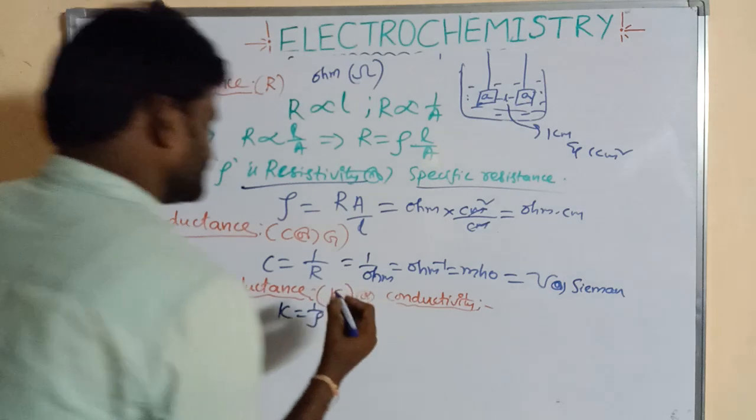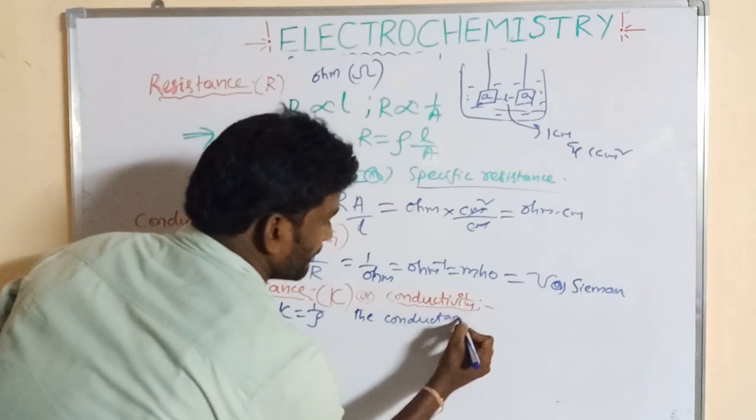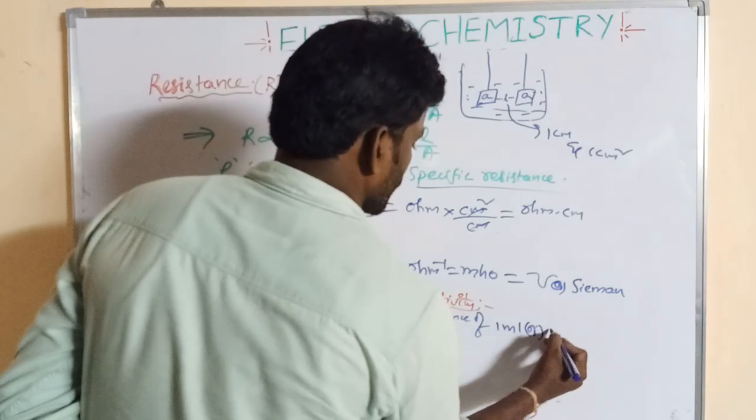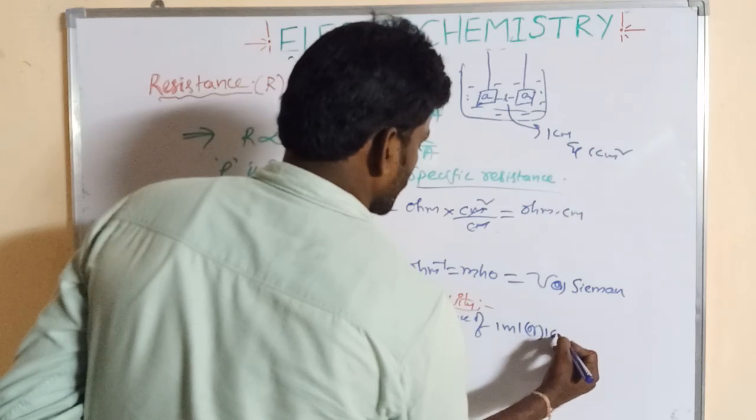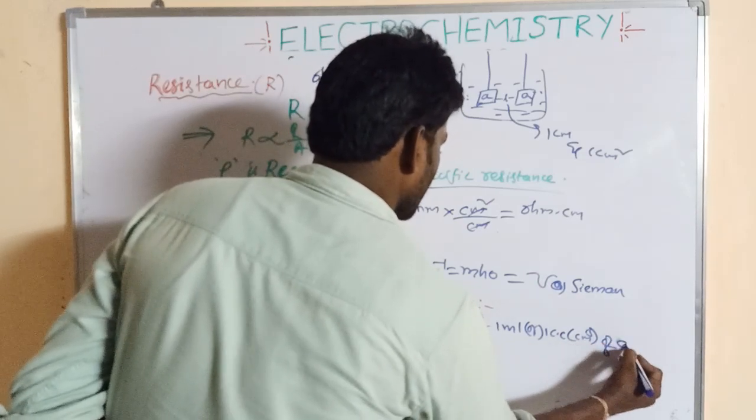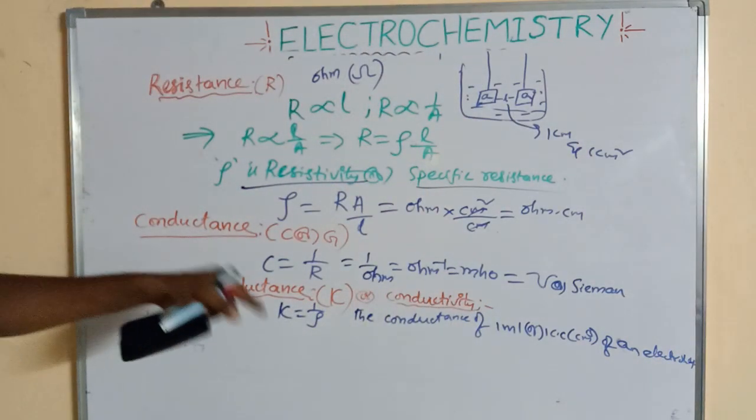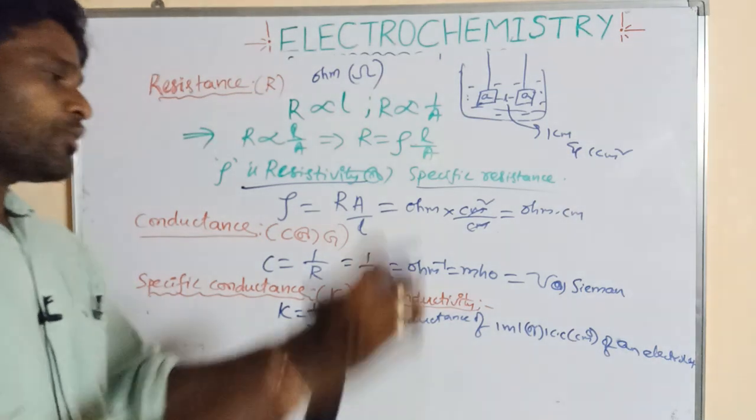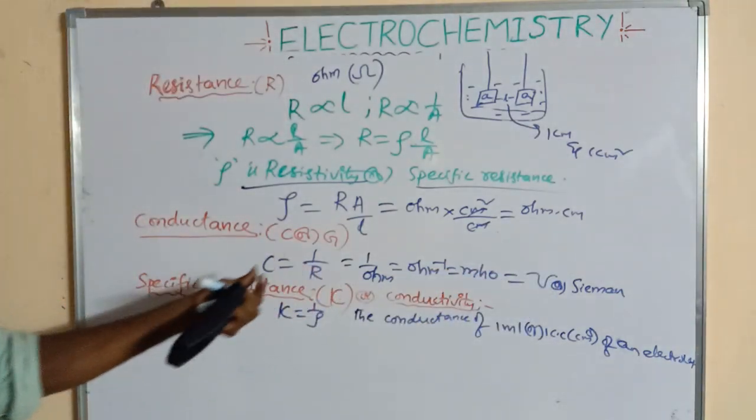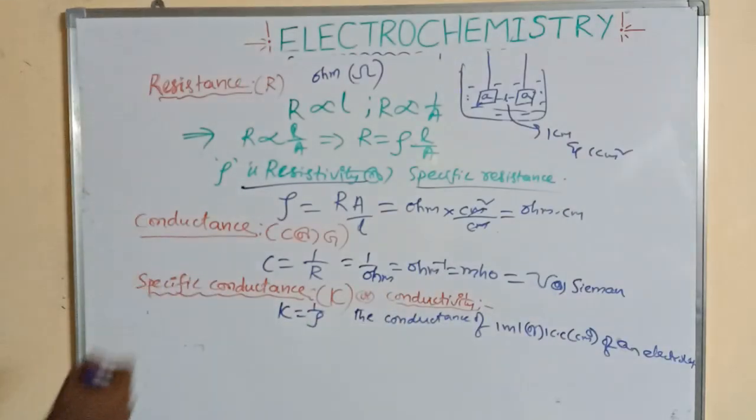So it also says that the conductance of 1 milliliter or 1 cubic centimeter of an electrolyte is known as specific conductance or conductivity. The conductance of 1 milliliter of electrolyte, or 1 cubic centimeter, we call specific conductance.